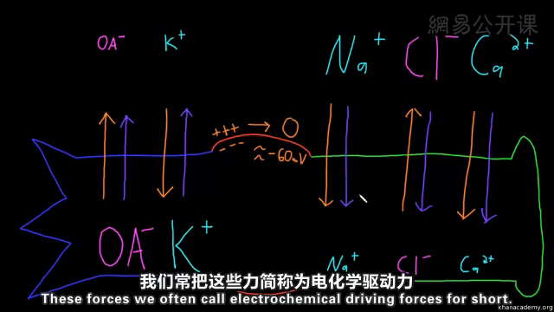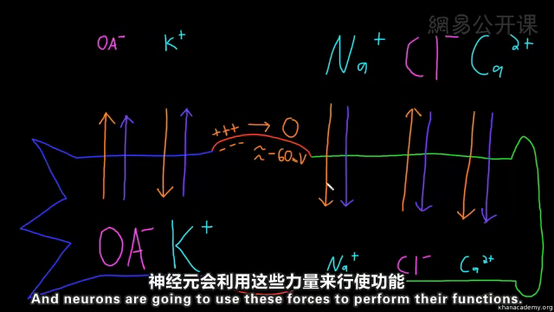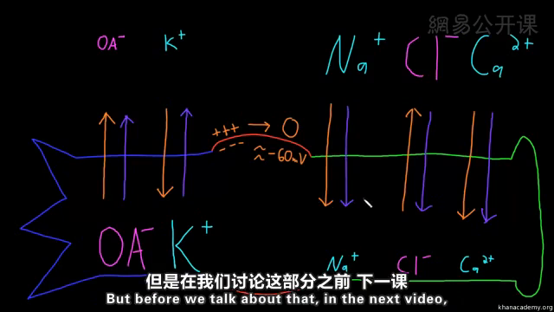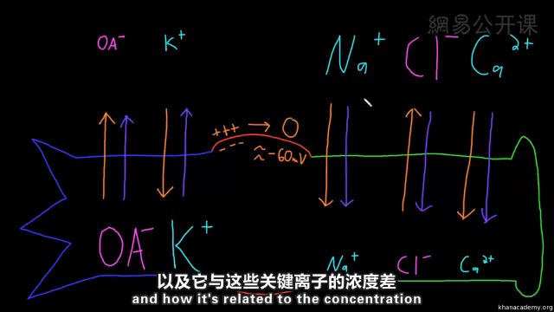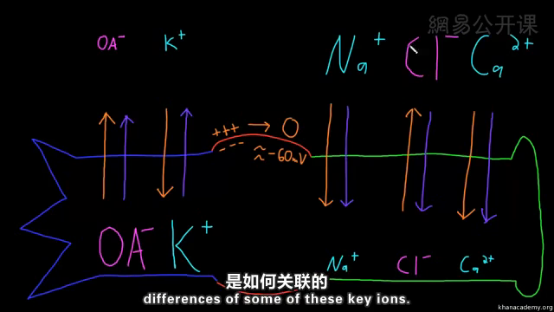These forces we often call electrochemical driving forces for short, and neurons are going to use these forces to perform their functions. But before we talk about that, in the next video, let's talk about how the resting membrane potential is created and how it's related to the concentration differences of some of these key ions.